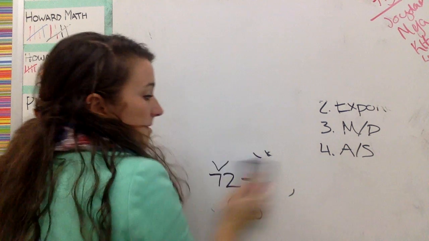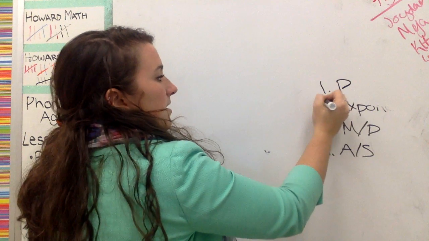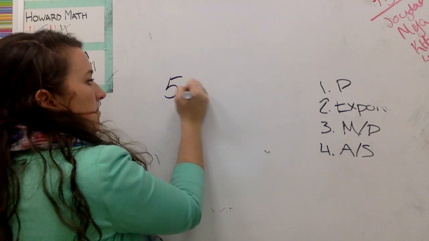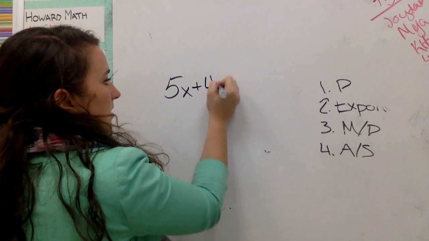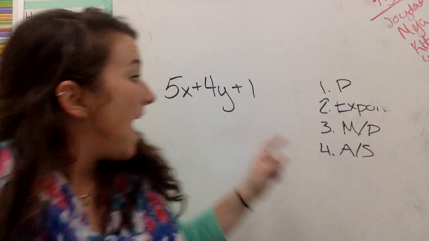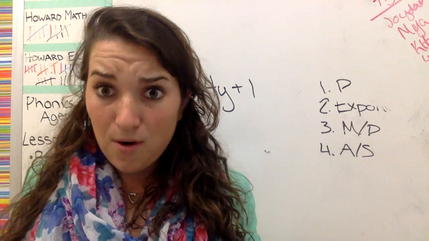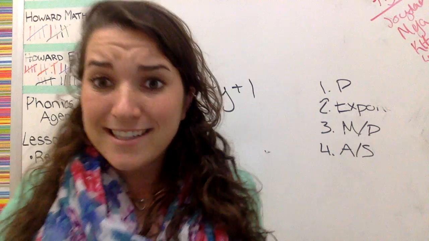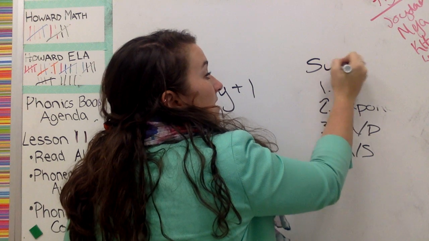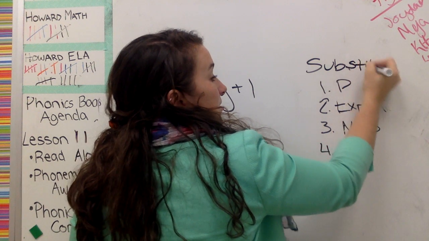Okay, the next problem. Oops, I accidentally erased my order of operations, so I'll just put a P for parentheses. The next problem is 5x plus 4y plus 1. And I know that x equals 2 and y equals 3. So, before you even get to doing order of operations, you need to substitute. So this is the very first important step. Substitute.